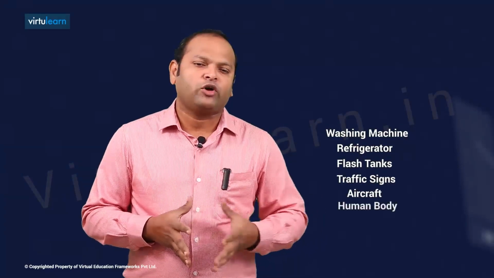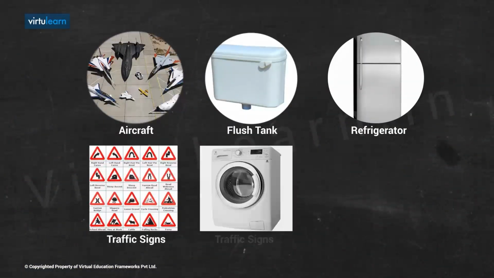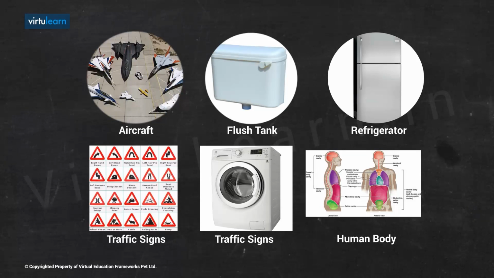The systems we come across in day-to-day life have one or another control engineering involved in them. We can quote many examples like washing machine, refrigerator, flush tank, traffic signals, aircraft, human body, etc. In all these examples, some control system is involved. We can take any sector of industry, for example chemical, petrochemical or power plant industries, where the physical variables are temperature, pressure and other variables. In these industries, control systems play a very important role.